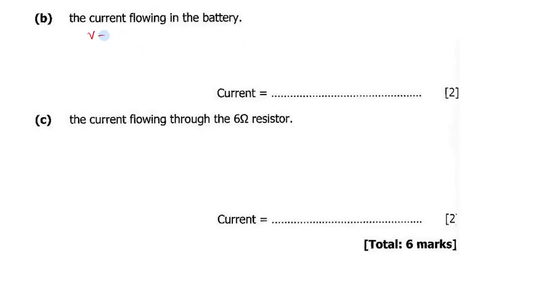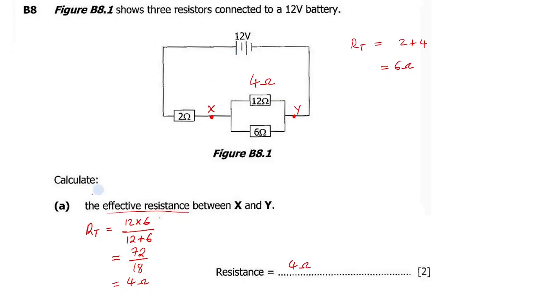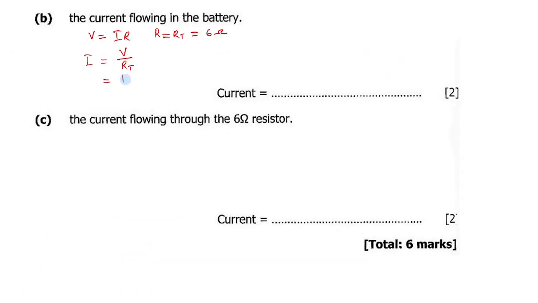So you know you use voltage is equal to current times resistance. So this resistance will be the total resistance RT, which we already found as 6 ohms. Here we need to find current. Current is going to be voltage divided by R total, which will be 12 divided by 6, which is 2. So current will be 2 amps. So here you write 2 amps.